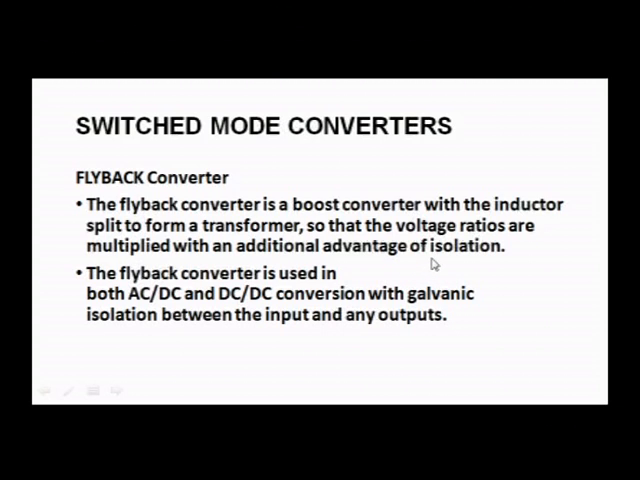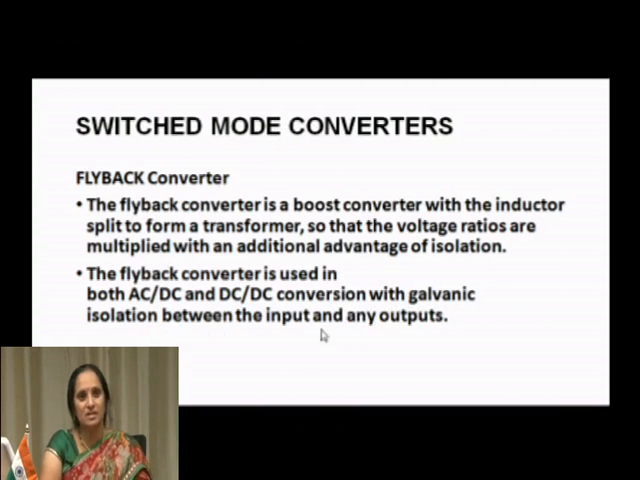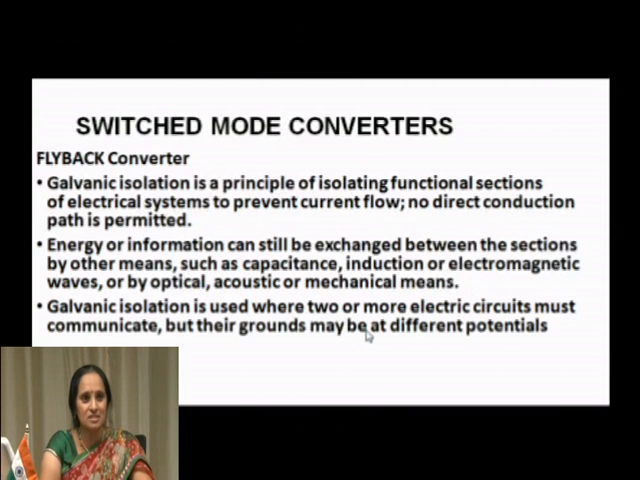So there is no problem for any personnel who are going to work with high voltages, there is isolation. And it can also be used for both AC to DC as well as DC to DC conversion with a galvanic isolation. Now, this is a special type of isolation which I will be telling about between the input and output. So, what does this galvanic isolation actually mean?